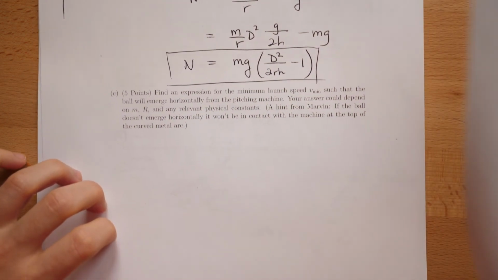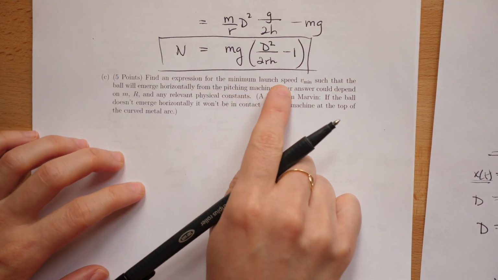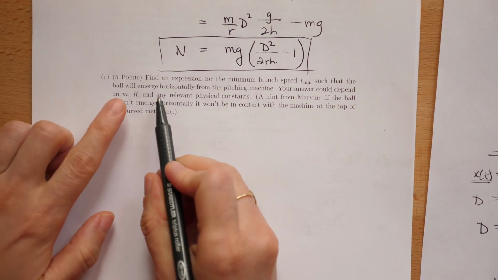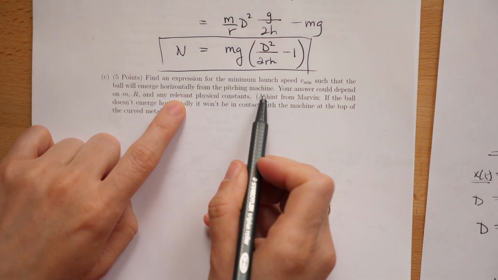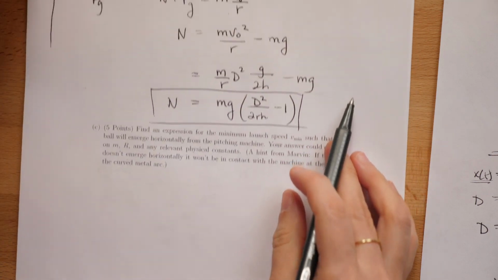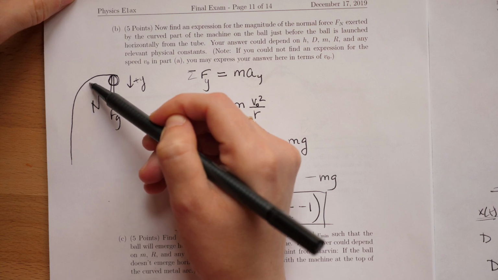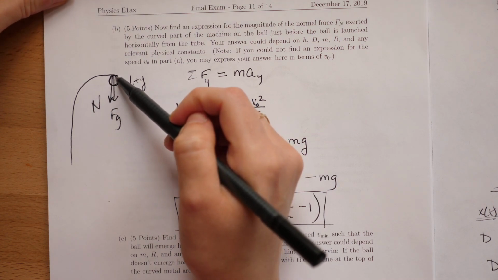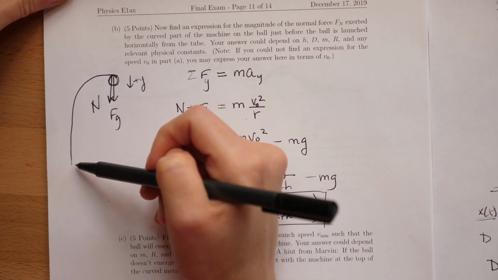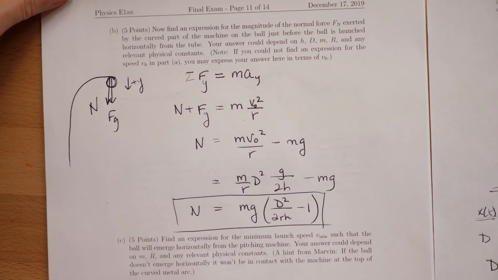Okay, and then last but not least, find an expression for the minimum launch speed so that the ball will emerge horizontally from the pitching machine. So what's going to happen is if the ball is not launched with enough speed, the ball is going to come up and it's going to flump off, it's a technical term, before it gets to the end here. It's like a roller coaster car that isn't making it around a loop-de-loop.